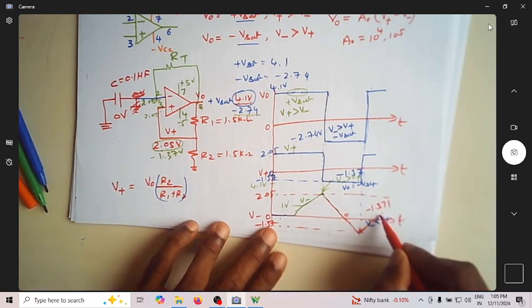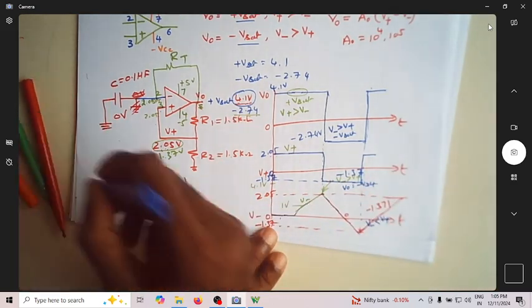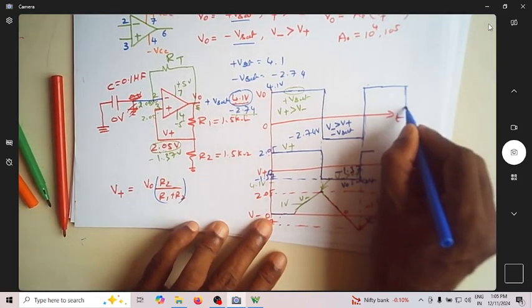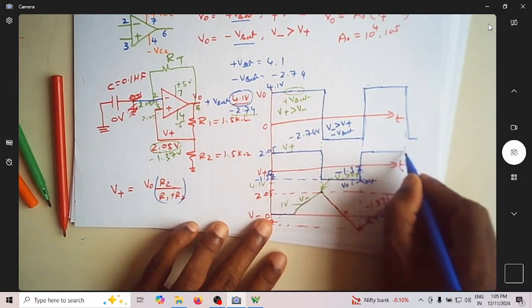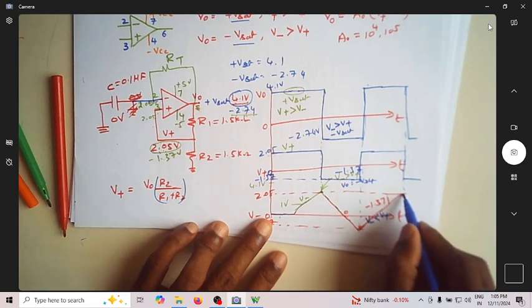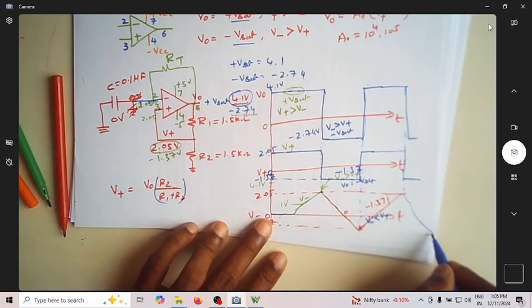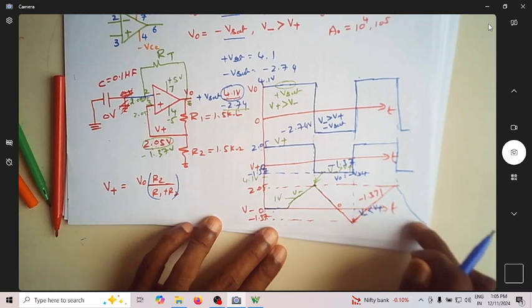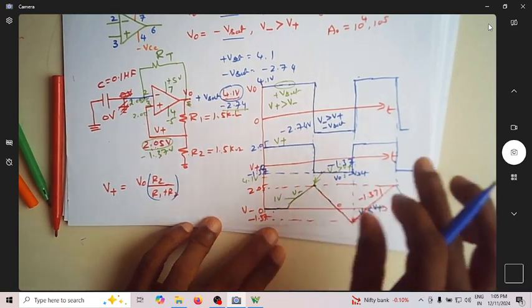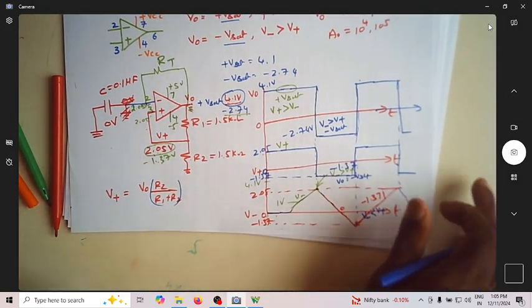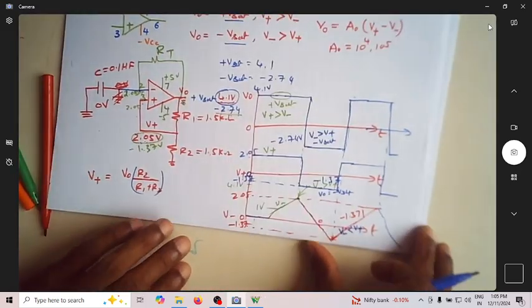So whenever it crosses 2.05, the output voltage will switch from plus to minus. This will switch from 4.1 to minus 2.74, and this capacitor starts discharging, and when it goes below minus 1.37, it again switches. This operation continues forever. I hope you got it.